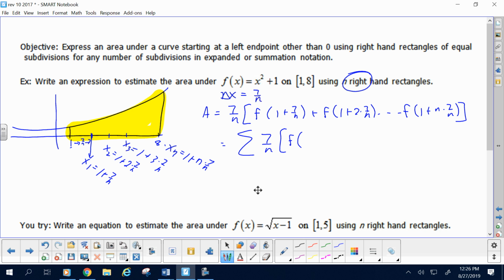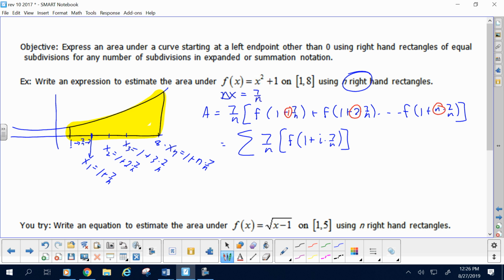What's always there? What's counting? That's what I asked myself. What's always there and where's the counting? Here's the counting. And everything else is always there, so it needs to be here also. So F at 1 plus I 7 over n's.